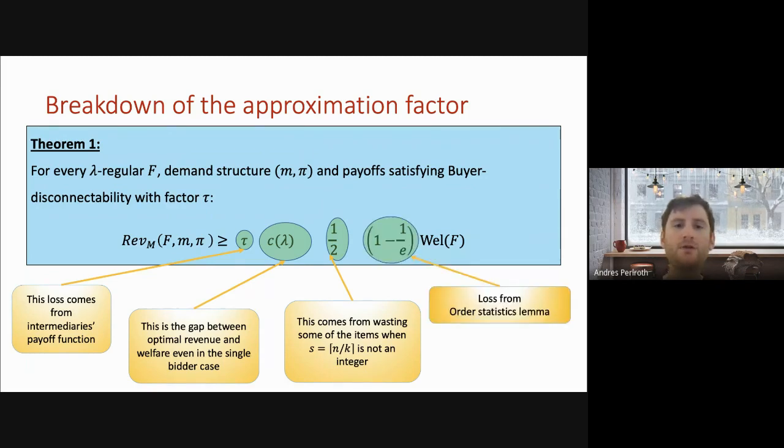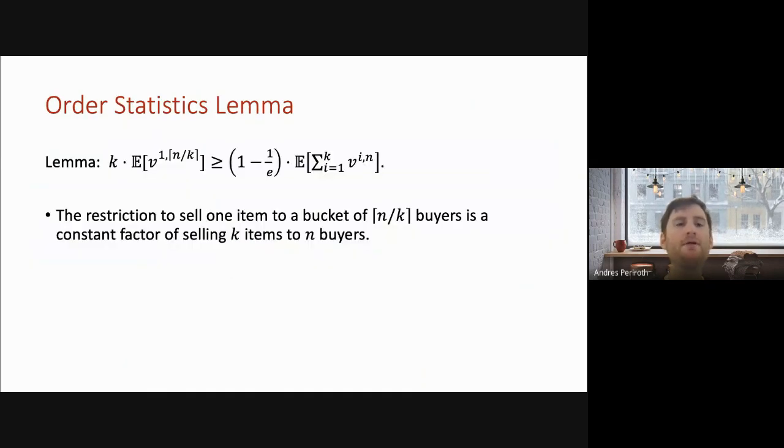And the last term in the constant factor approximation is a loss from our order statistics lemma that we show in the paper. The lemma shows that the price we set for each item is actually comparable to the welfare. But it has a second interpretation. It says that if we restrict a seller to allocate each of the k goods to a bucket of size n divided by k, the welfare of this restrictive allocation is comparable, with this constant factor, to the welfare if he were not constrained and could allocate freely the k goods to the n buyers.